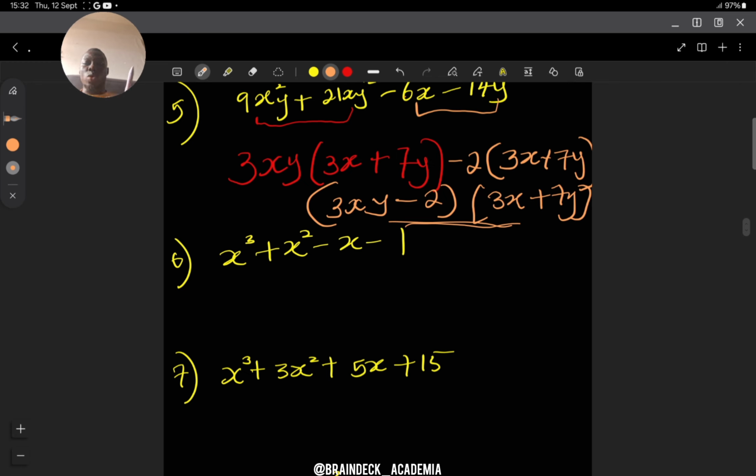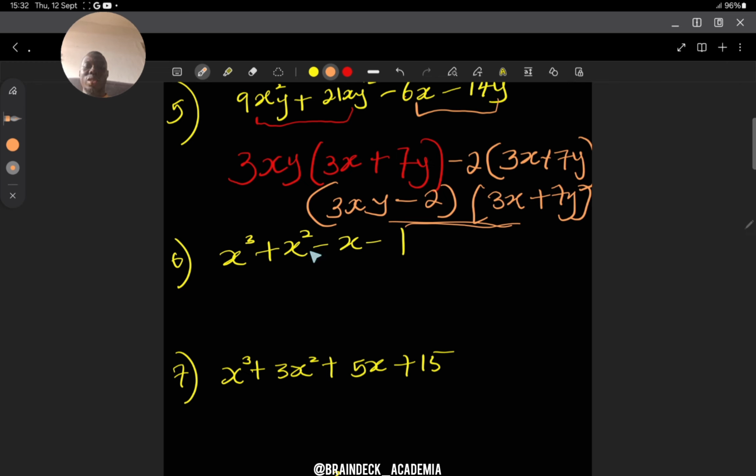Also, I need to mention that there are times that you might actually need to rearrange the expression, because maybe the terms close to each other cannot easily be factorized together, so you might need to rearrange it. It's just for you to shuffle it, then you can just factorize away. Okay, let's jump straight to this.